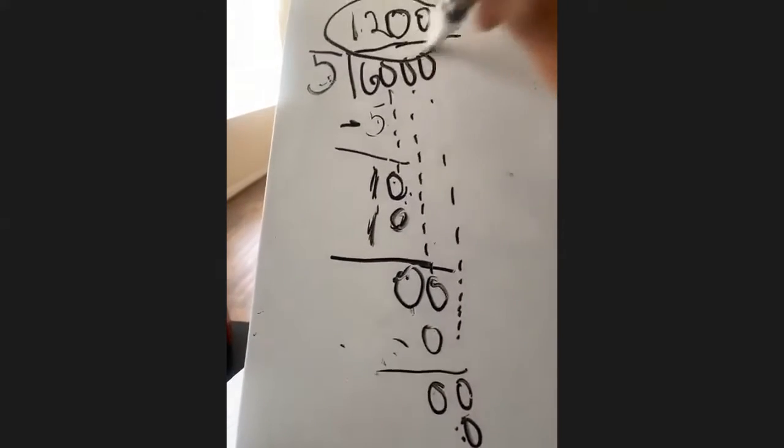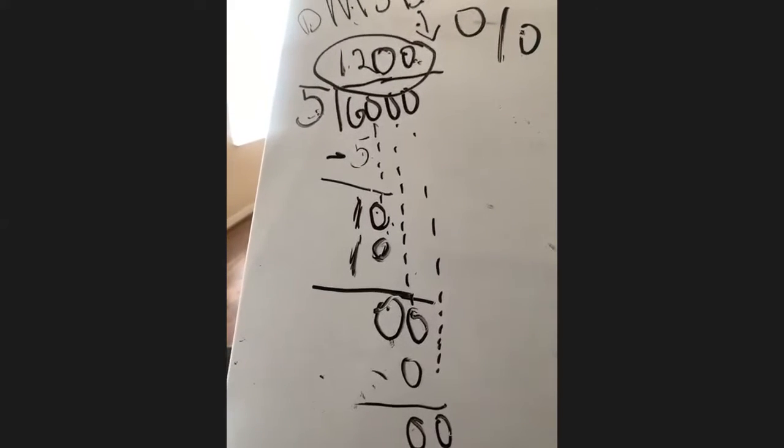So again, we got the 1,200, right? So what did we do? We did, let's get this.